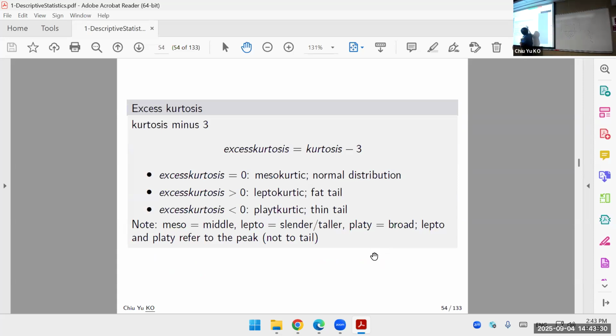More than 3, meaning excess kurtosis above 0, is positive. It's fat or thin, and you may often see some Greek or Roman letters, mesokurtic, leptokurtic, and platykurtic, but it's not required for our class. I just put them there because you may see them somewhere else. Okay.